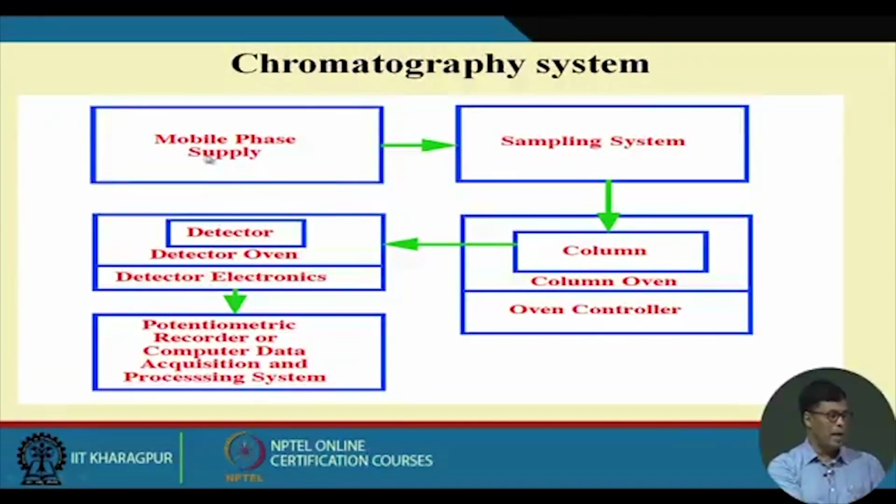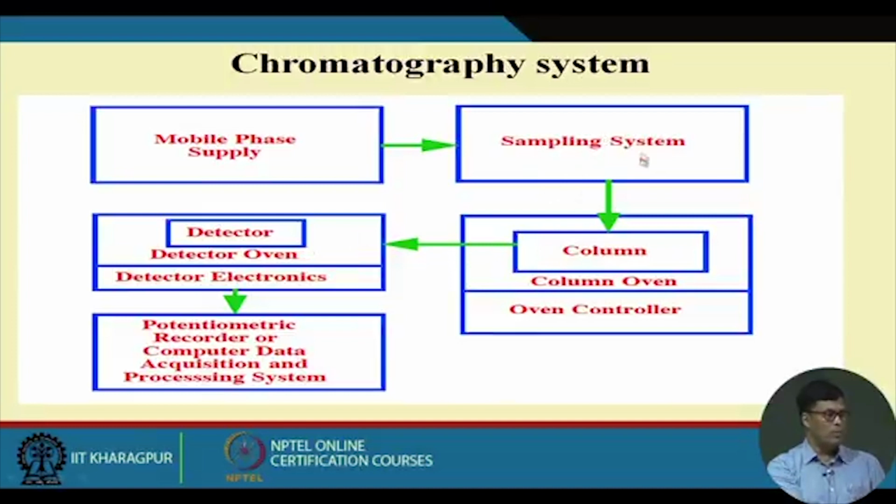Now this can be explained schematically. The flow diagram is like this: mobile phase supply, then the sample system, where you have gas or liquid, whatever you have, and here you put your sample. Then it goes to the column, which is present in the column oven. I told you that everywhere we maintain the temperature in such a way that the samples should not be condensed in any part of this particular chromatographic system.